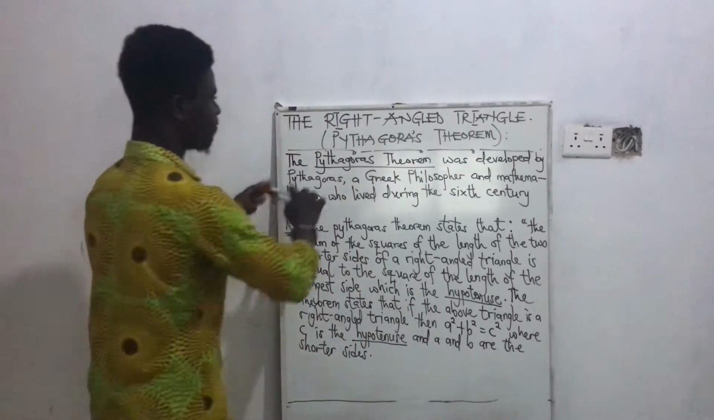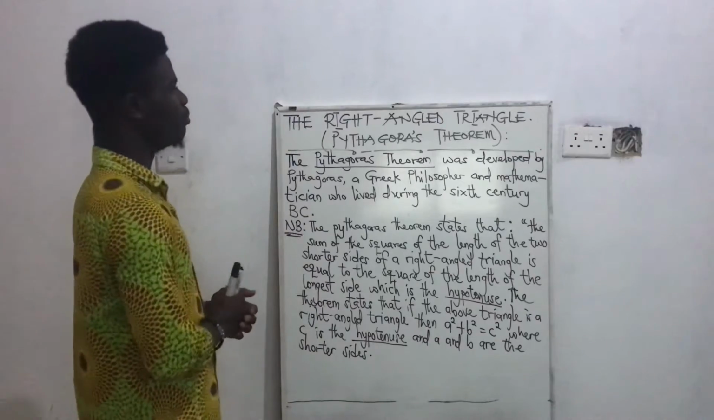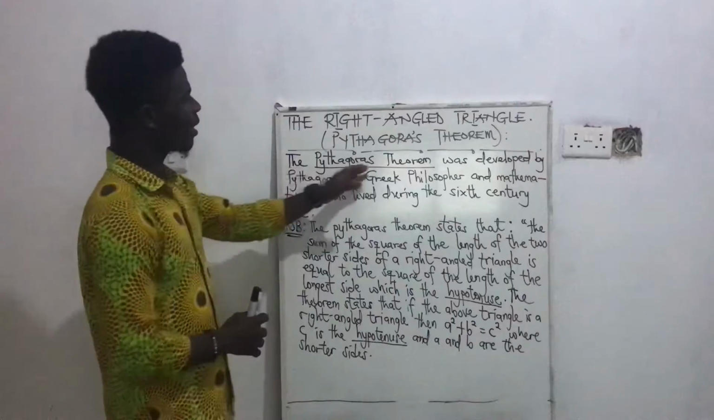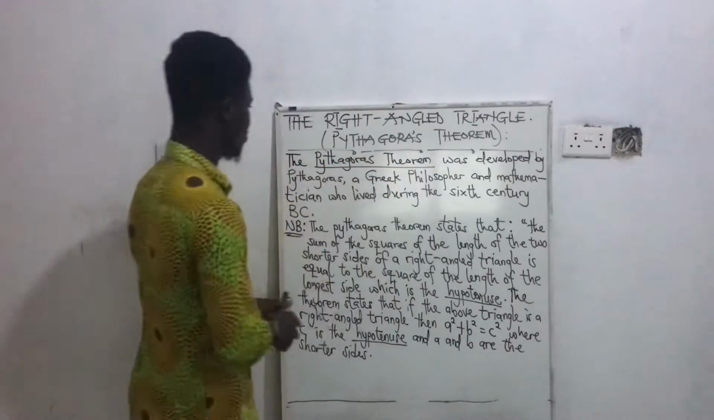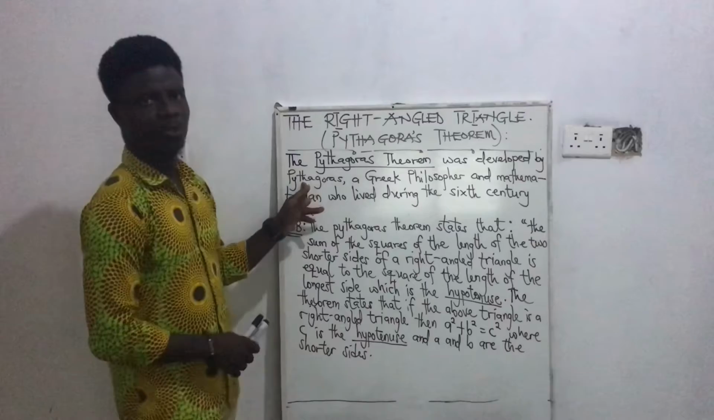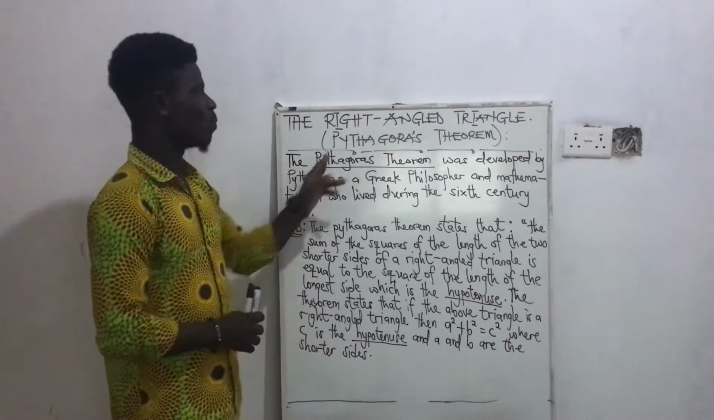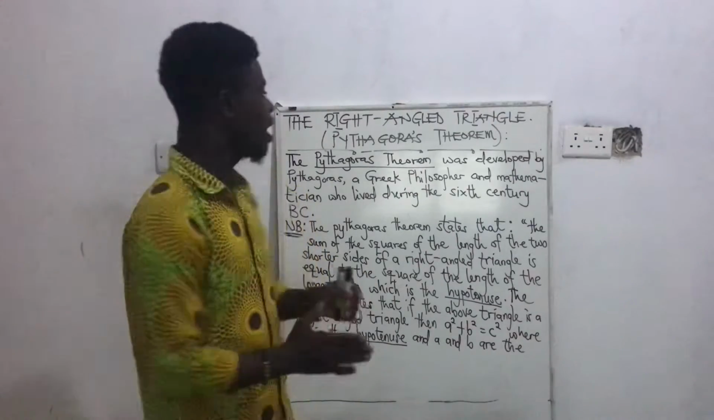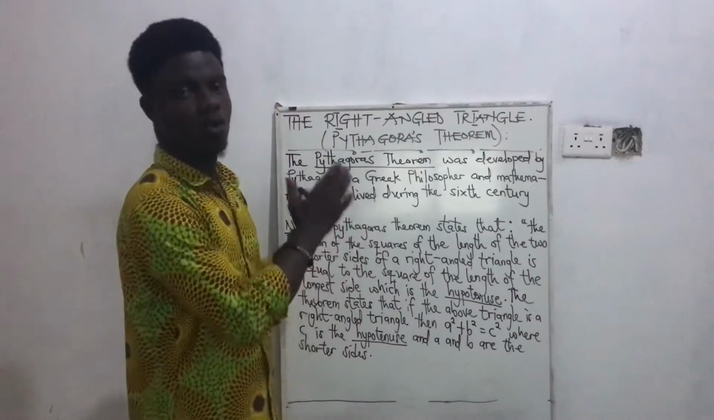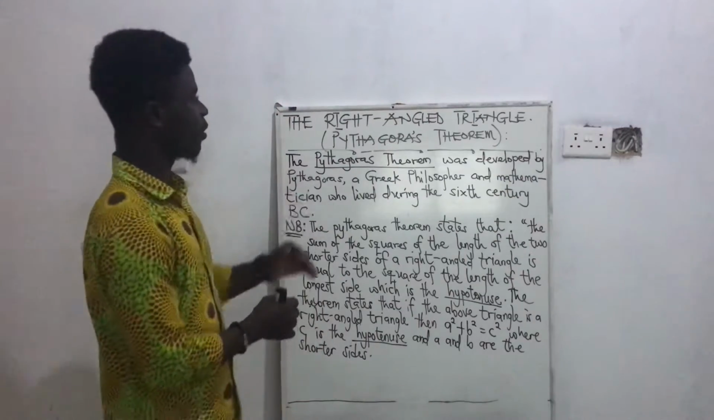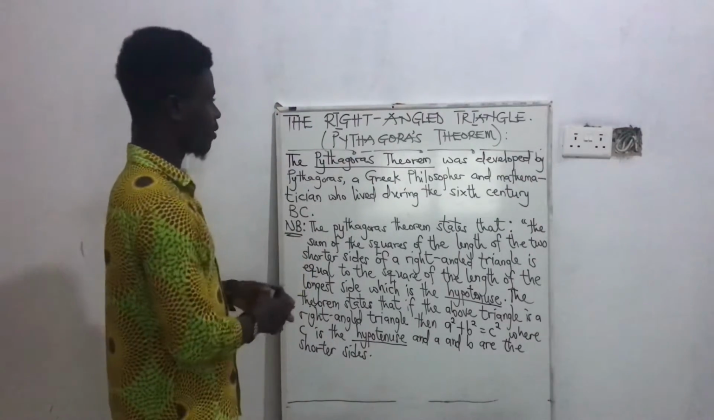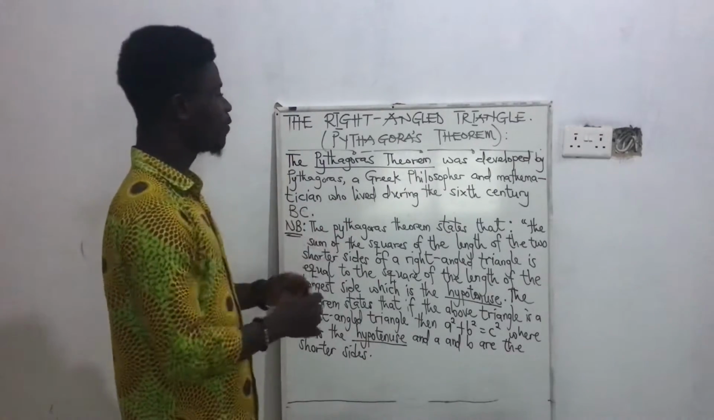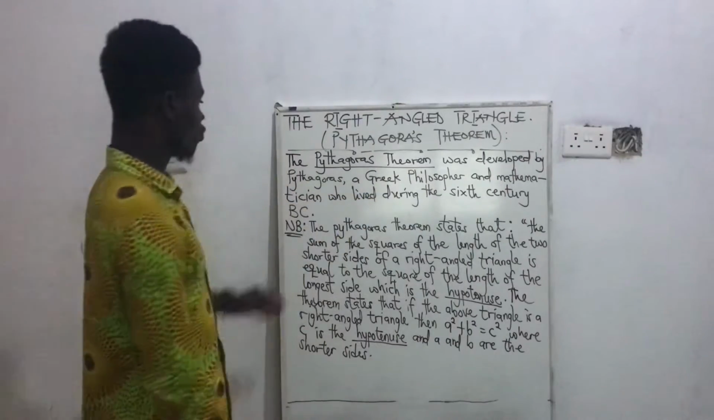So let's see some brief history on this Pythagoras theorem. The Pythagoras theorem was developed by Pythagoras. So Pythagoras is the name of what? A mathematician. He brought about this concept. The Pythagoras theorem was developed by Pythagoras, a Greek philosopher and mathematician who lived during the 6th century BC.